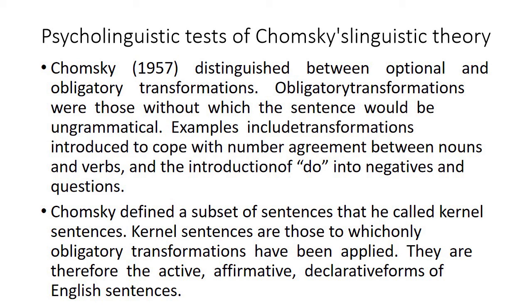Miller and McKean in 1964 tested the idea that the more transformations there are in a sentence, the more difficult it is to process. They looked at the transformation reaction times to sentences. Participants were told that they would have to make a particular transformation on a sentence and then press a button when they found this transformed sentence in a list of sentences through which they had to search.